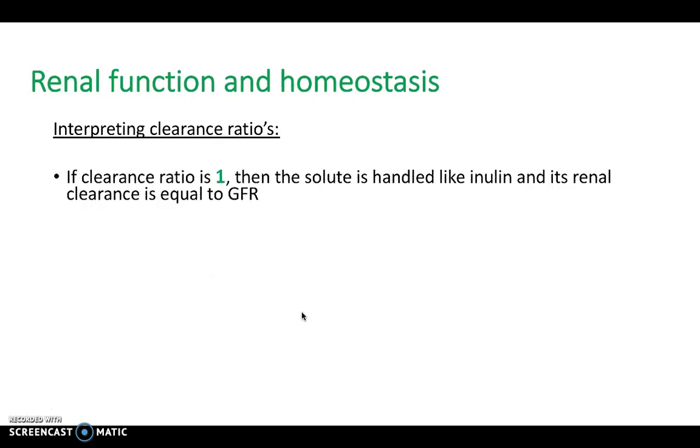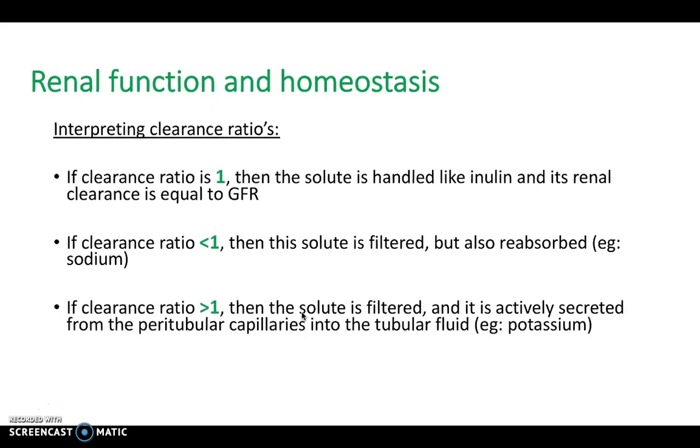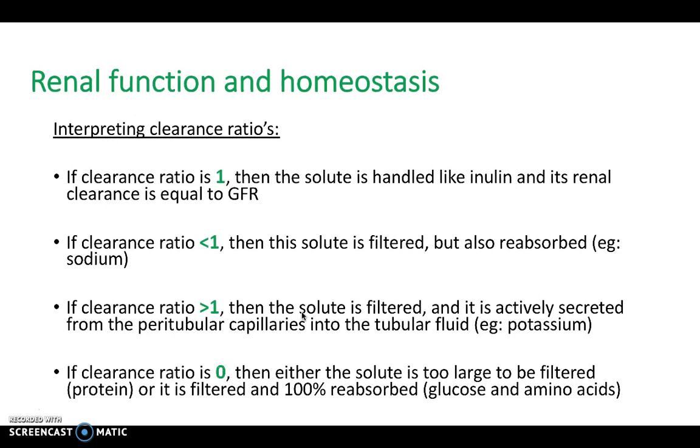So how can we interpret clearance ratios? Well, if someone's got a clearance ratio of 1, then the solute is handled exactly the same as inulin, and its renal clearance is equal to GFR. If the clearance ratio is smaller than 1, then the solute is filtered by the kidneys, but it's also reabsorbed, so for example sodium. And if the clearance ratio is greater than 1, then the solute is filtered and it's actively secreted from the peritubular capillaries as well into the tubular fluid, such as potassium.